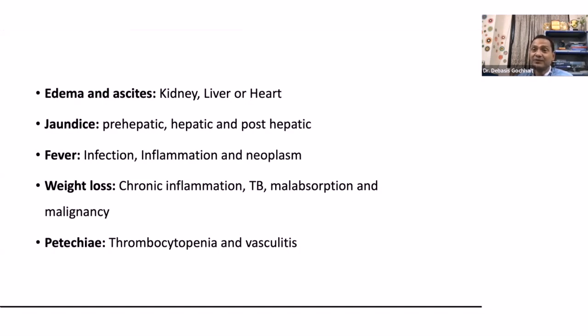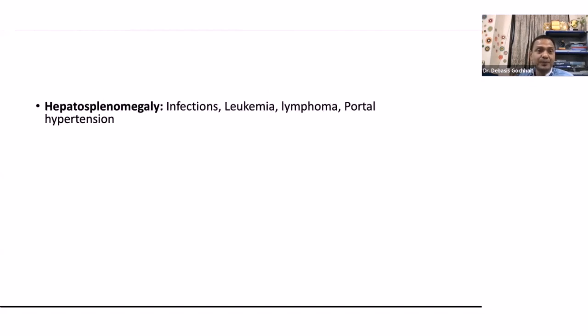But if I do a peripheral smear and see that the platelets are reduced, I can think that it is because of thrombocytopenia. Or I do a biopsy and in the biopsy, I find that the vessel wall is inflamed and we have features of vasculitis, then I can confirm that this petechiae purpura is because of vasculitis.